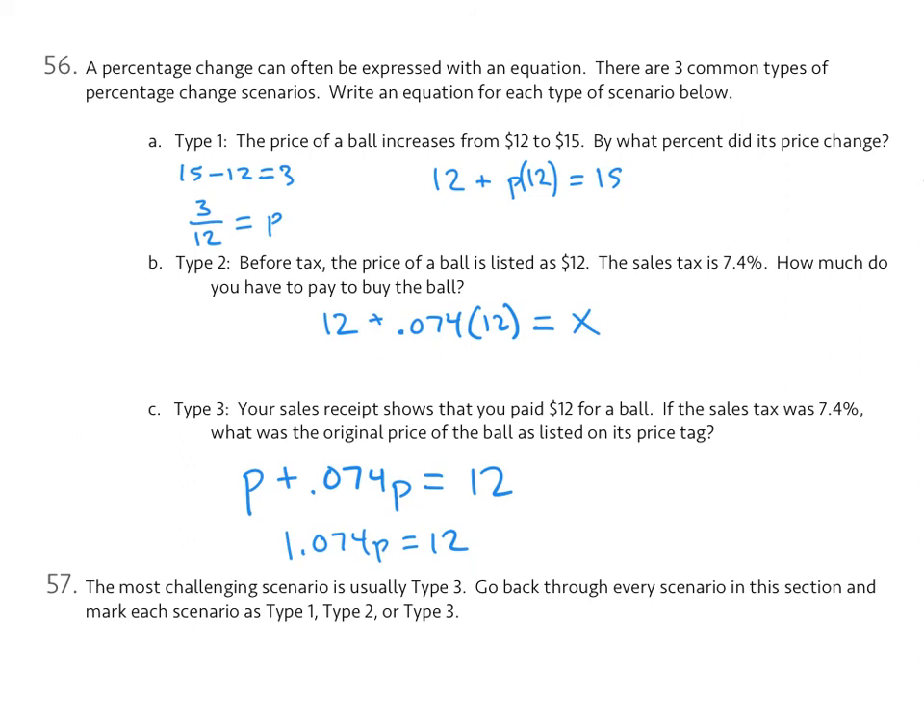57 says the most challenging scenario is usually type 3. Go back through every scenario in this section and mark each scenario as type 1, type 2, or type 3. As you go back through the scenarios in this section, you can mark them and then compare your markings with the answer key at the back of this part of the book.